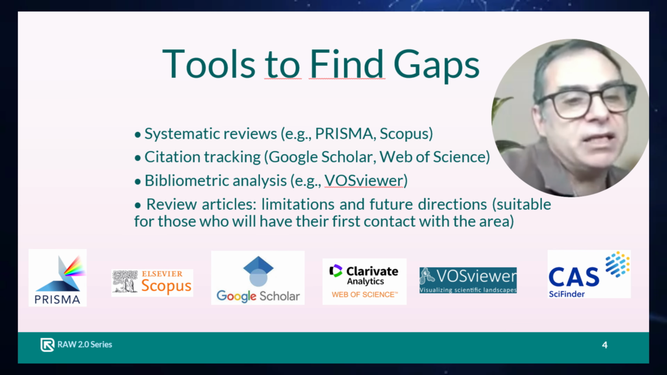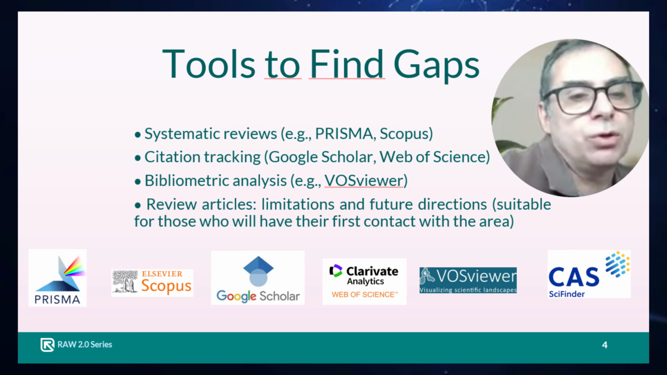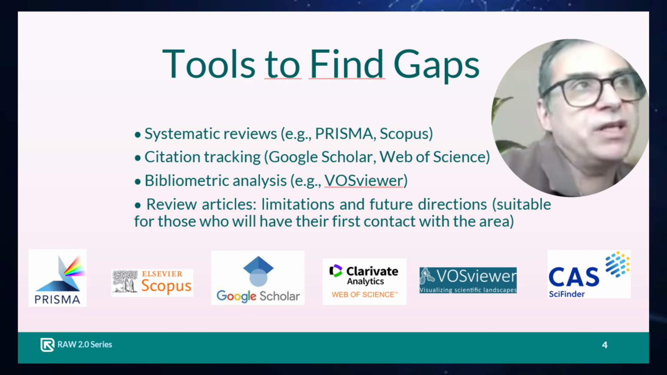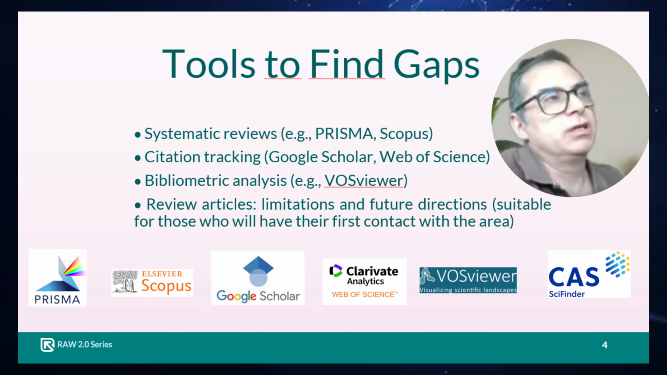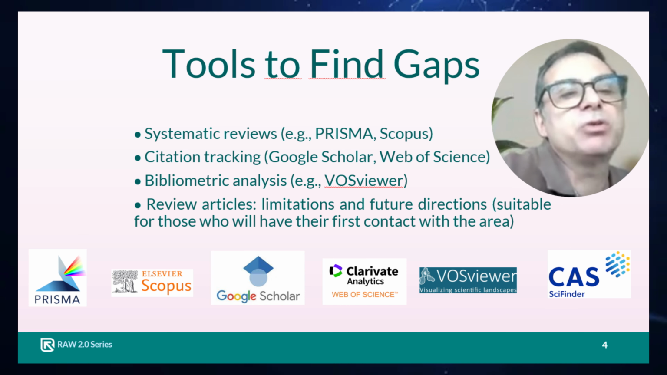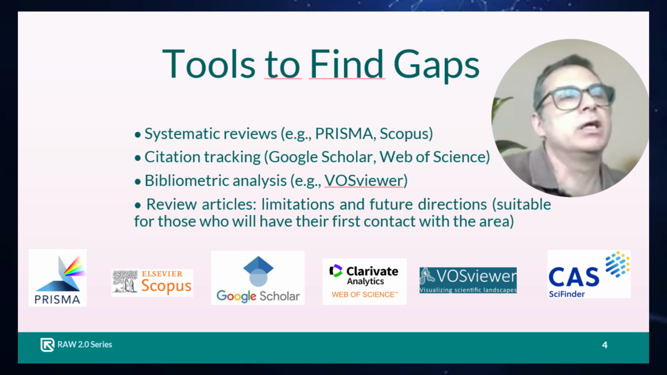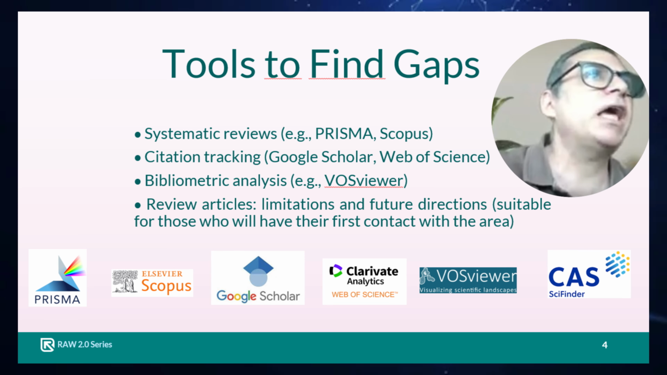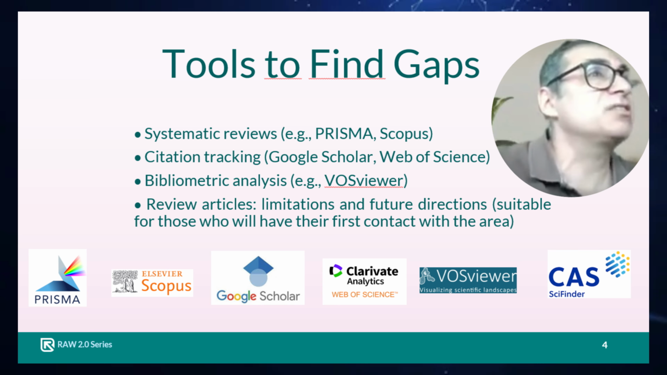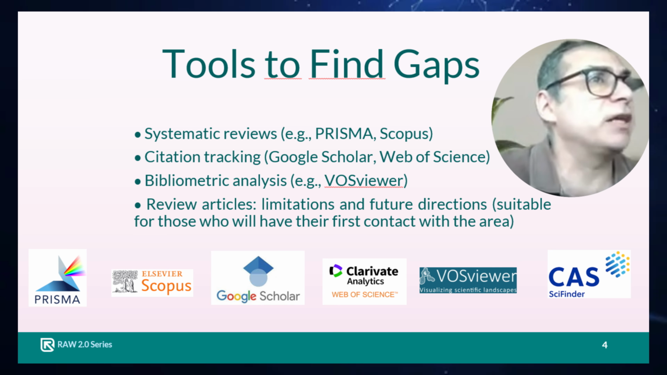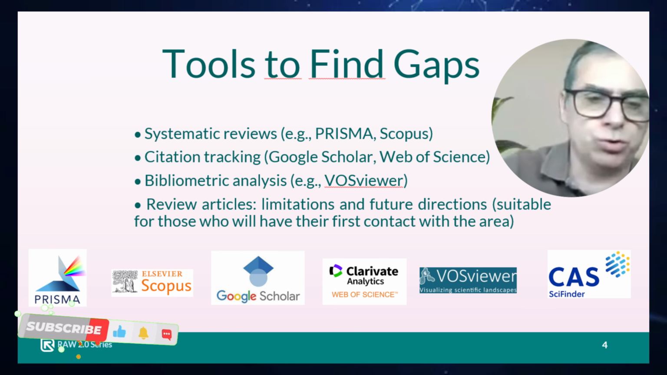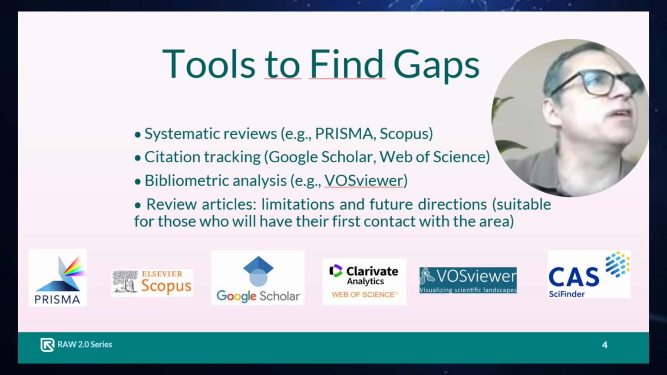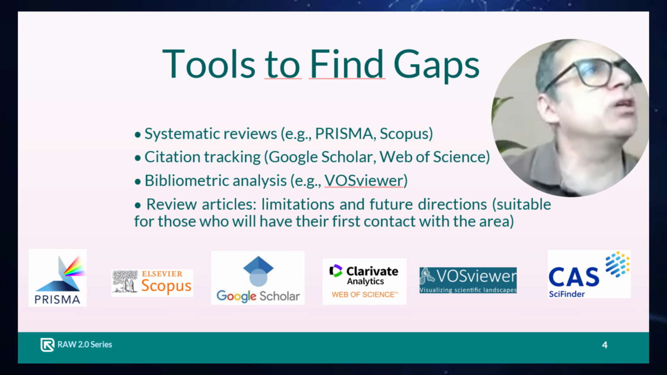And one last thing here is about review articles. These are very important. They're very suitable for those who will have their first contact with the area. It's very common for us to give the student, at the beginning, review articles to read, because they have a more general overview of the area, with few details but a lot of references, so you can start from the very beginning. It's better than just going to Google or to these other platforms and using keywords to find something. It's better if you have an indication of a review article.